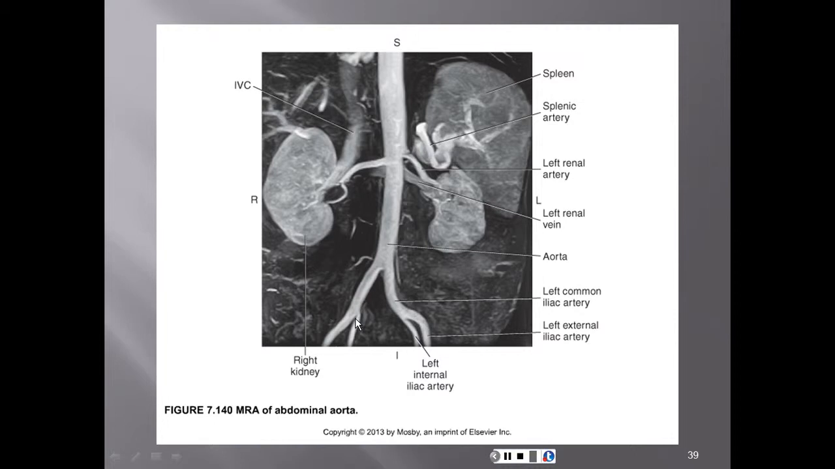And then the iliac arteries further bifurcate into the internal and external arteries. The internal iliac arteries vascularize the pelvis, perineal area, uterus, bladder. The external iliacs course further down and turn into the femoral arteries.